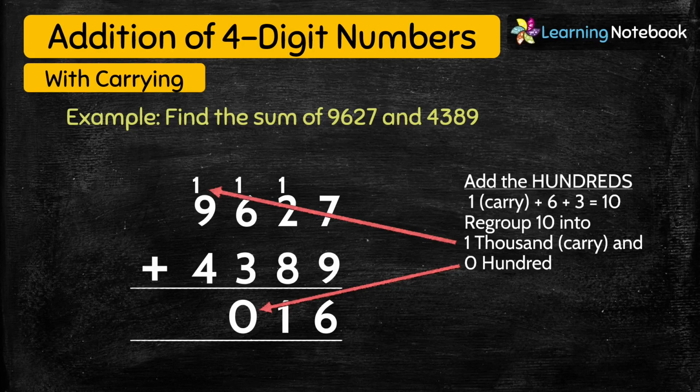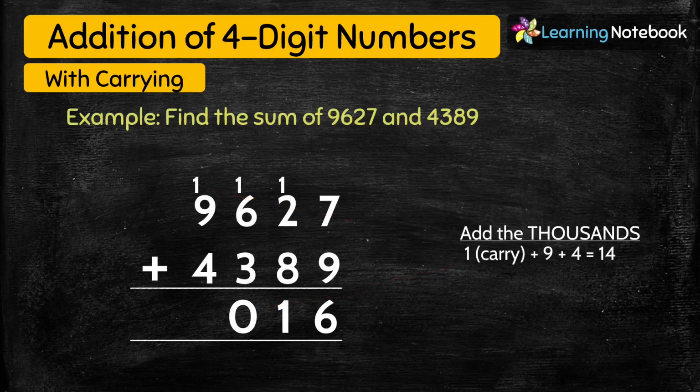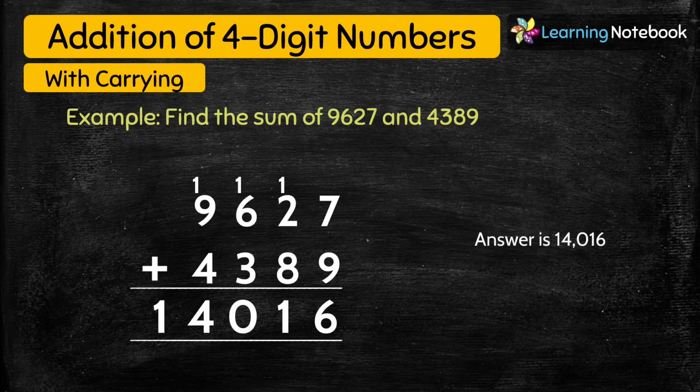Now let's add the digits at thousands place. 1 carry plus 9 plus 4 equals 14. So our answer is 14016.